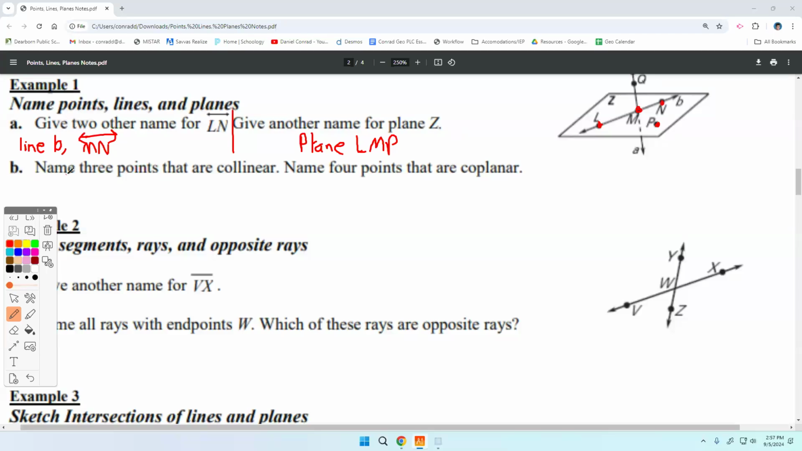Okay, B here is name 3 points that are collinear. So 3 points that are on the same line would be L, M, and N. Name 4 points that are coplanar. So the 4 points on plane Z are L, M, N, and P.